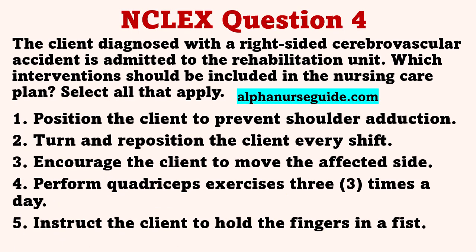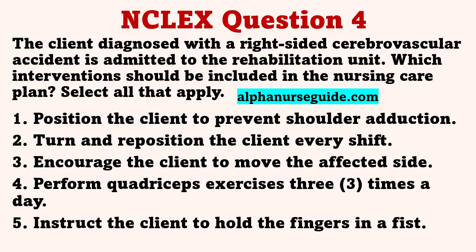The client diagnosed with a right-sided cerebrovascular accident is admitted to the rehabilitation unit. Which interventions should be included in the nursing care plan? Select all that apply. 1. Position the client to prevent shoulder adduction. 2. Turn and reposition the client every shift. 3. Encourage the client to move the affected side. 4. Perform quadriceps exercises 3 times a day. 5. Instruct the client to hold the fingers in a fist.